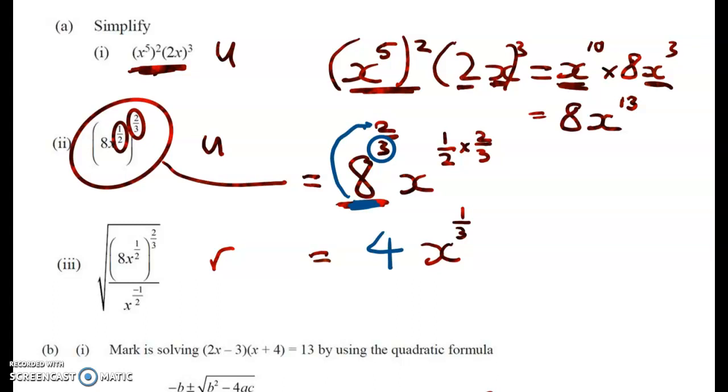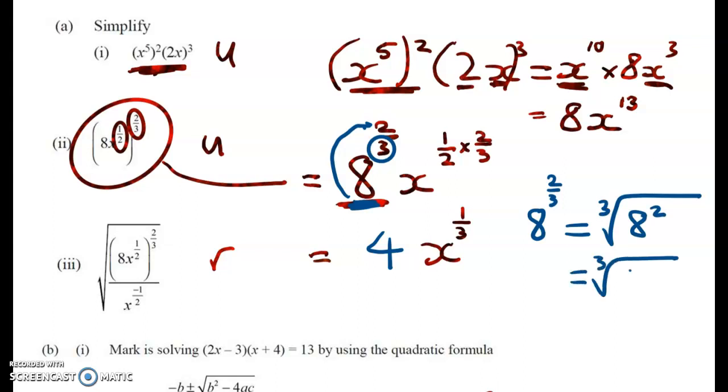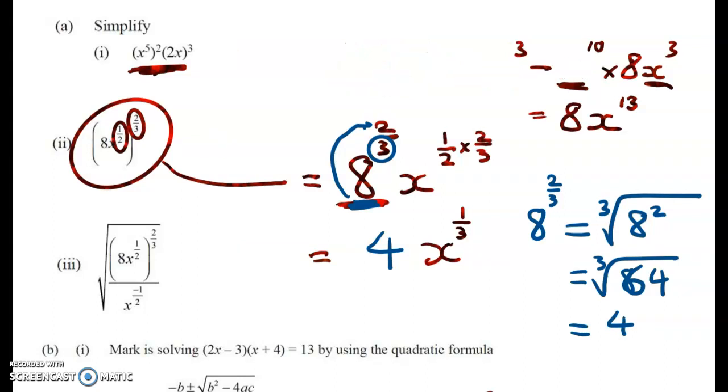The other way to see that is to think that I've got 8 to the power of 2/3. I could write that in surd notation like this. I've got a cube root here and I've got 8 squared here. So that's the same as thinking about the cube root of 64, which is simply 4. Okay, so that's those first 2 questions done. So the answer to that first one is 8x to the power of 13. And then for the next one, it's 4x to the power of 1/3.